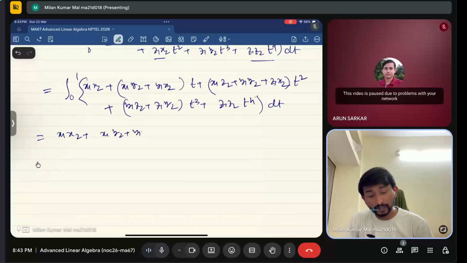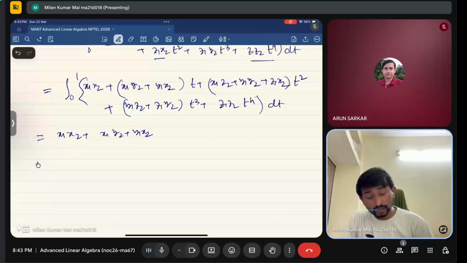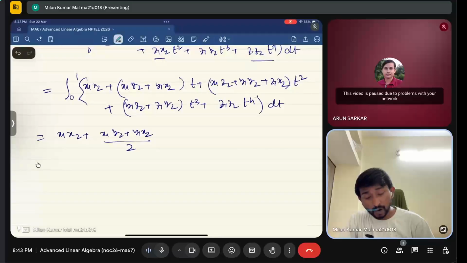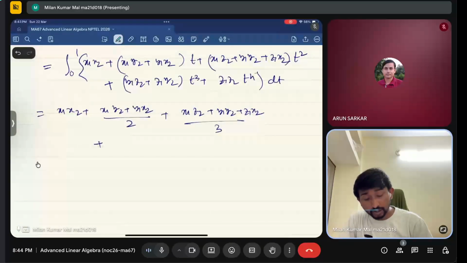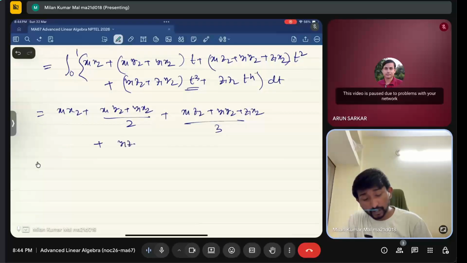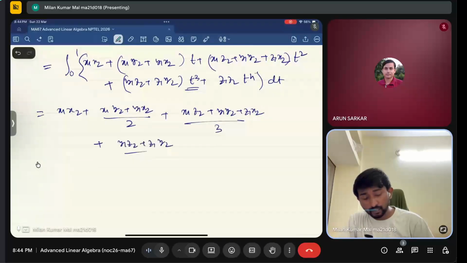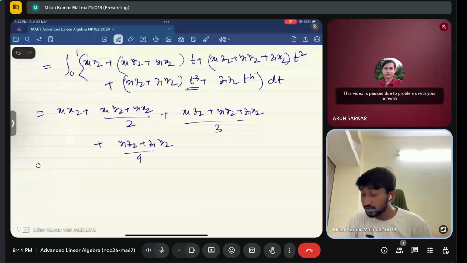Plus it will be x1 z2 plus y1 y2 plus z1 x2, and it will be the integration of t square, that will be t cube by 3, that's why it will be divided by 3 here. The next term is t4, that is (y1 z2 plus z1 y2) by 4 plus z1 z2 by 5. This is what it is.